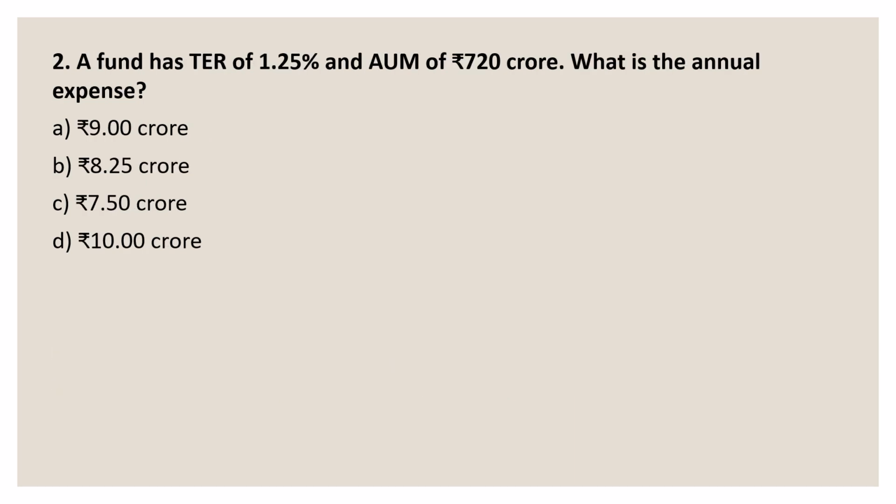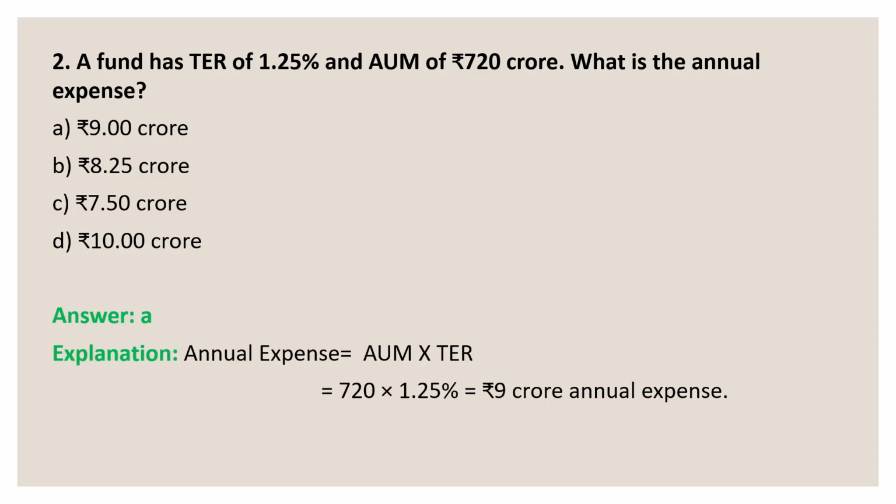Next question. A fund has a total expense ratio of 1.25% and AUM of 720 crore. Then what is the annual expense? Option A 9 crore, option B 8.25 crore, option C 7.5 crore and option D 10 crore. Correct answer is option A, 9 crore. Annual expense formula is AUM into TER. Then 720 AUM into 1.25% TER is equal to 9 crore, which is the annual expense.